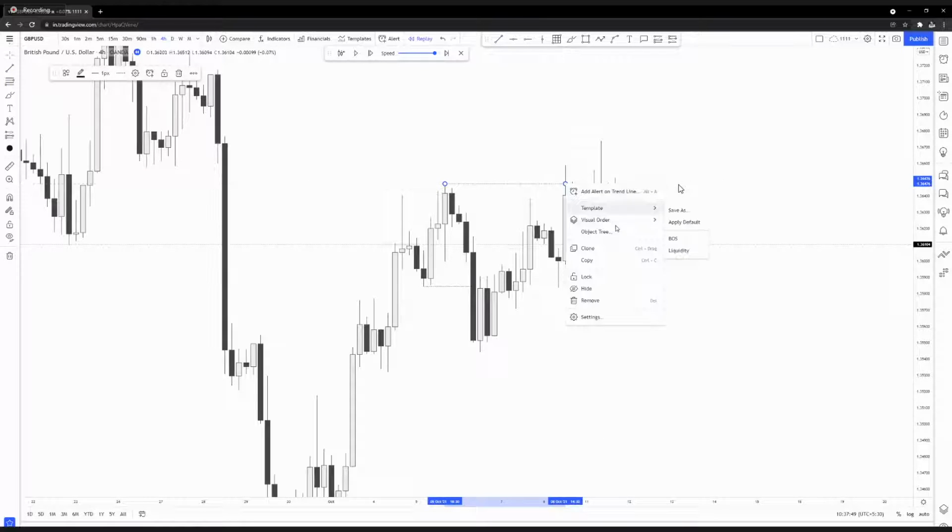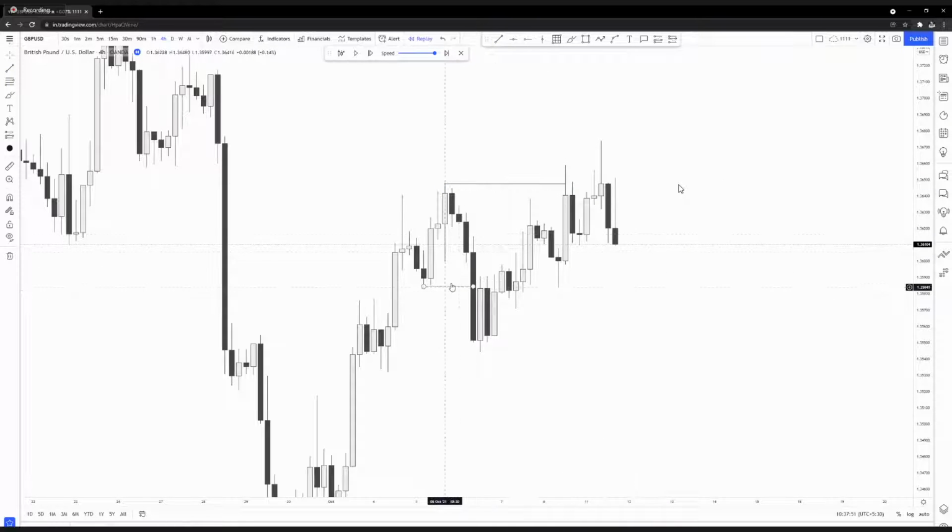A break of structure. Stop hunt, break of structure. If it gives you a stop hunt and a break of structure, this becomes a strong low, right?